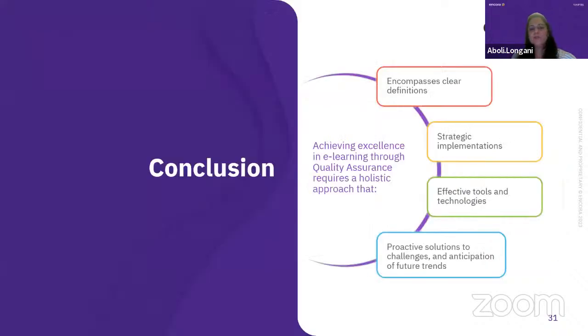Moving on, this slide wraps up, highlighting the key components required to achieve excellence in e-learning through quality assurance. It's not just about checking the boxes, but it emphasizes the need for clear definitions, strategic implementations, the use of different tools and technologies, and proactive solutions that anticipate future trends. So yes, I think this brings us to the end of the session.